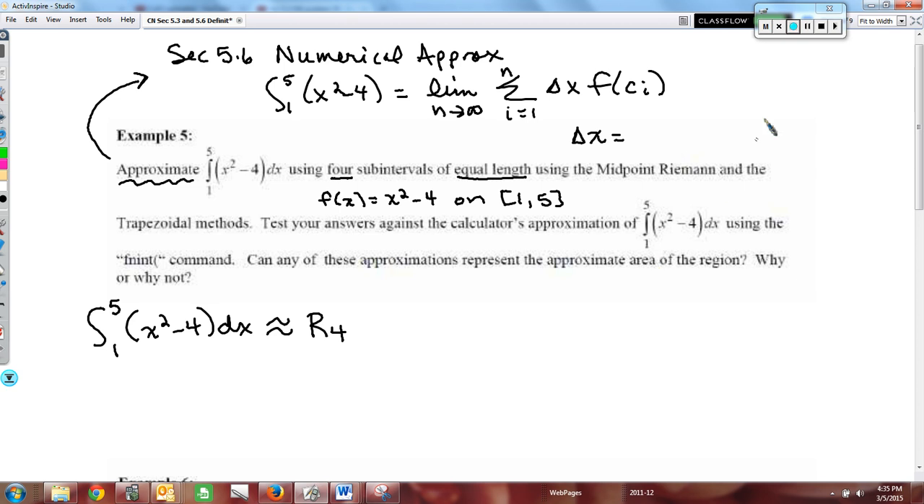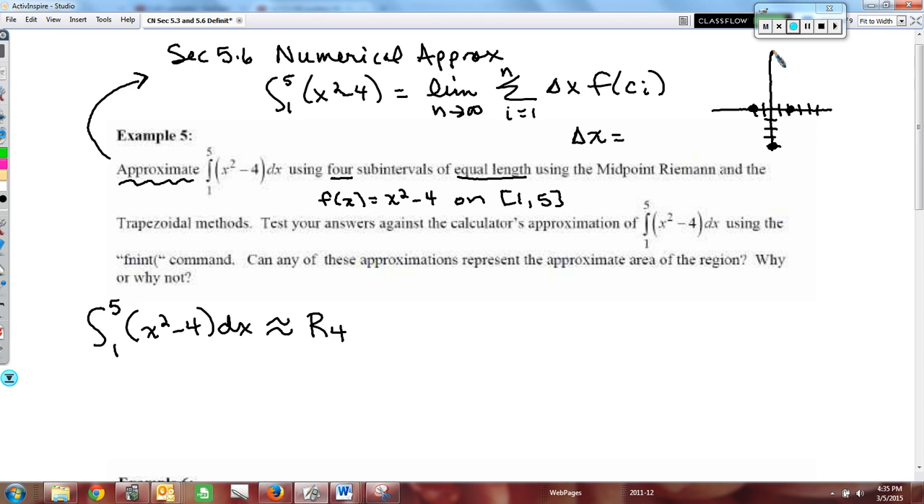So I need to look and see, well, what does this function look like? So let's do a quick sketch of our function. And so this is nothing more than a parabola that's been shifted down 4. So 1, 2, 3, 4. It has x-intercepts of plus or minus 2. So that's here. And since I'm going 1 to 5, I might as well go out and get the value for 5. So 3, 4, 5, 25 minus 4. So you're going to go up 21.